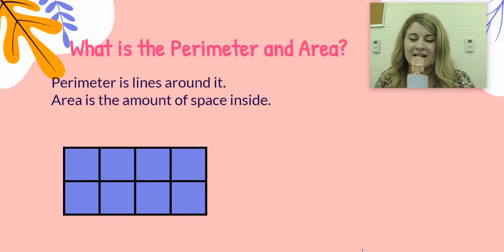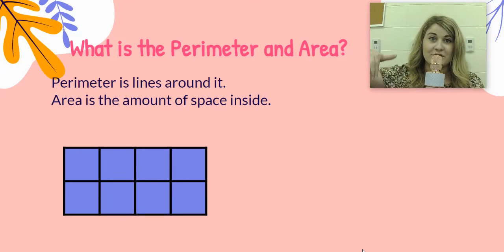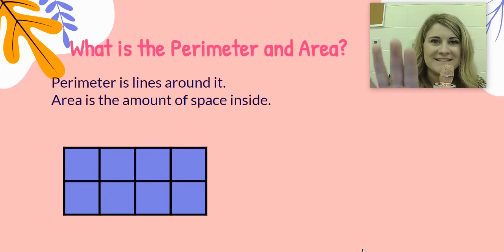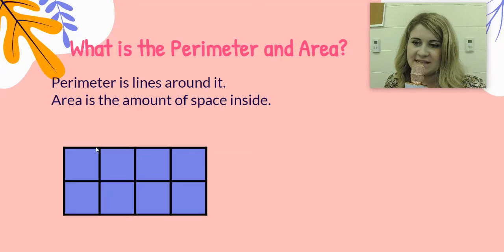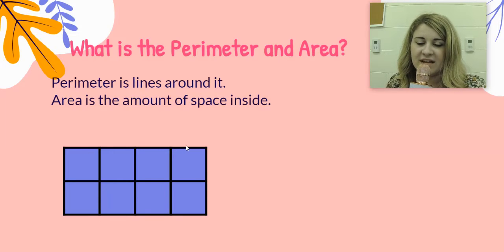So the perimeter is going to be how many sections it takes to get around the shape. The area is going to be how many are inside the shape. So let's find our perimeter first. Let's count how many sections it takes to go around. 1, 2, 3, 4. So it's taking 4 to get around. Then we're going to count the sides. 5, 6. Okay, now we got to count these down here. 7, 8, 9, 10. Now this side, 11, 12. The perimeter took 12 units to get around.